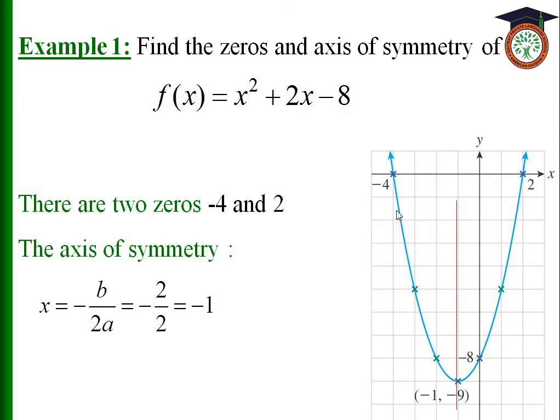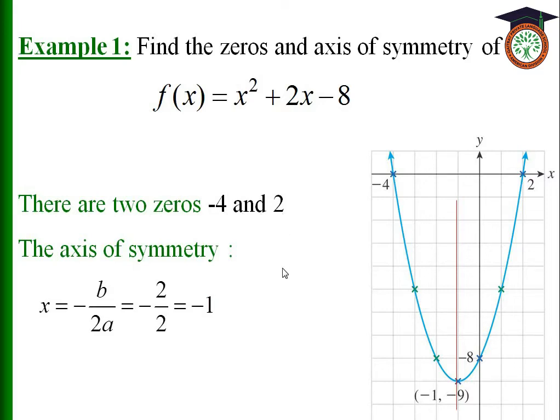By using the graph, you can find the zeros. We said that the zeros are the x-intercepts of the function. As we see here, the zeros are negative 4 and 2. Yes, there are two zeros, negative 4 and 2.